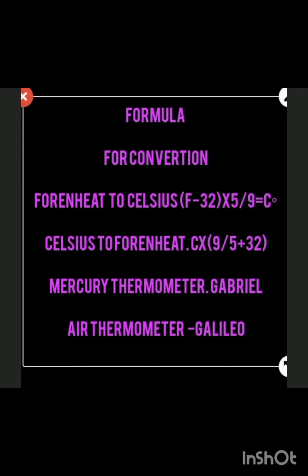About the mercury thermometer, the mercury thermometer was invented by Gabriel. And the air thermometer was invented by Galileo. The air thermometer is used by general people who want to check the temperature of the air, how much humidity and how much heat there is in the atmosphere. To measure this atmospheric temperature, we still use the air thermometer invented by Galileo.